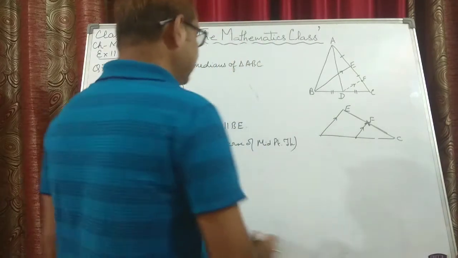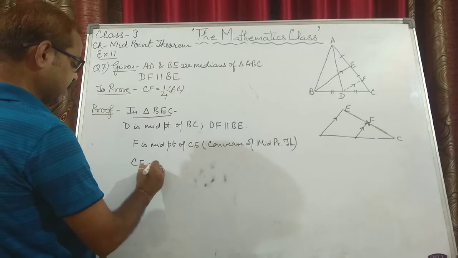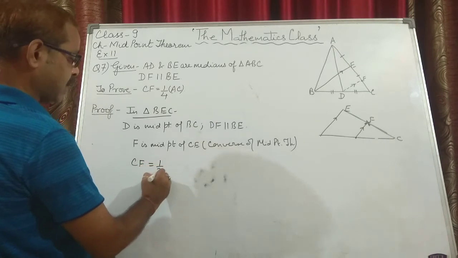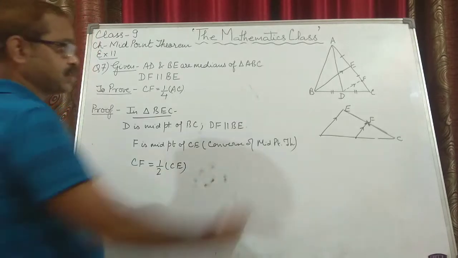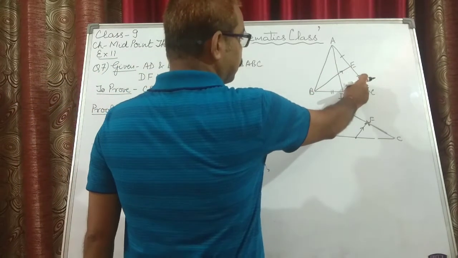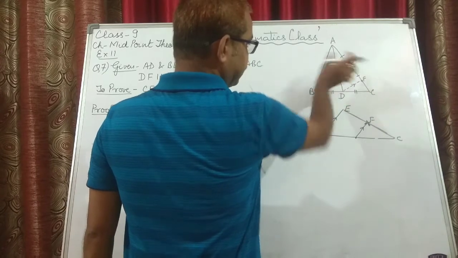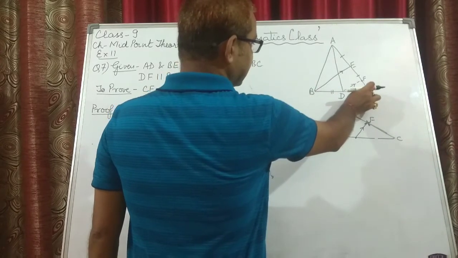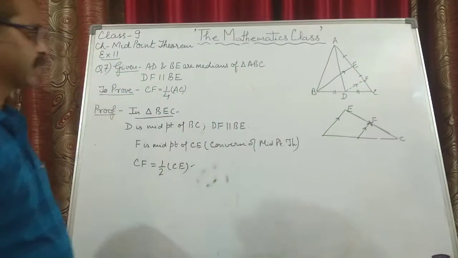Now if F is the midpoint, it means we can say that CF is equal to half of CE. That is very sure. If F is the midpoint of CE, it means this CF and FE will be equal, or we can say that CF is equal to half of CE. That is what it is written.